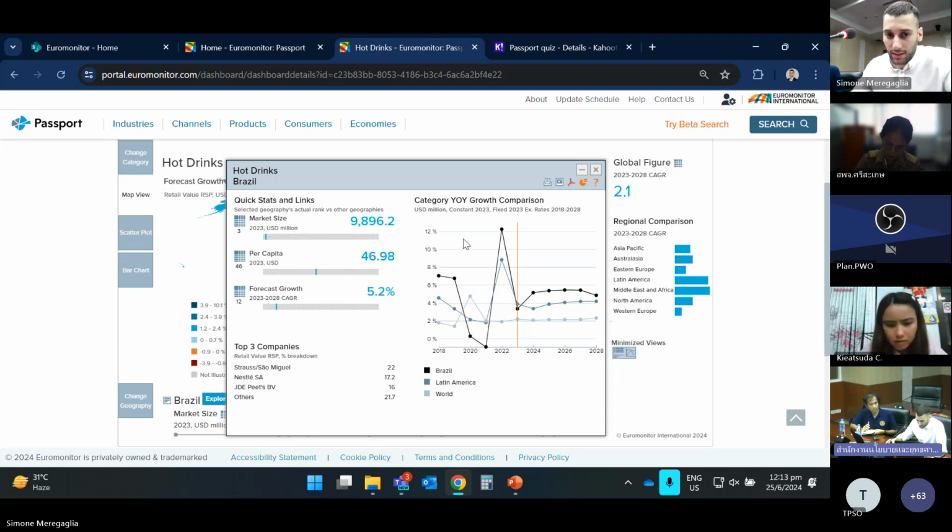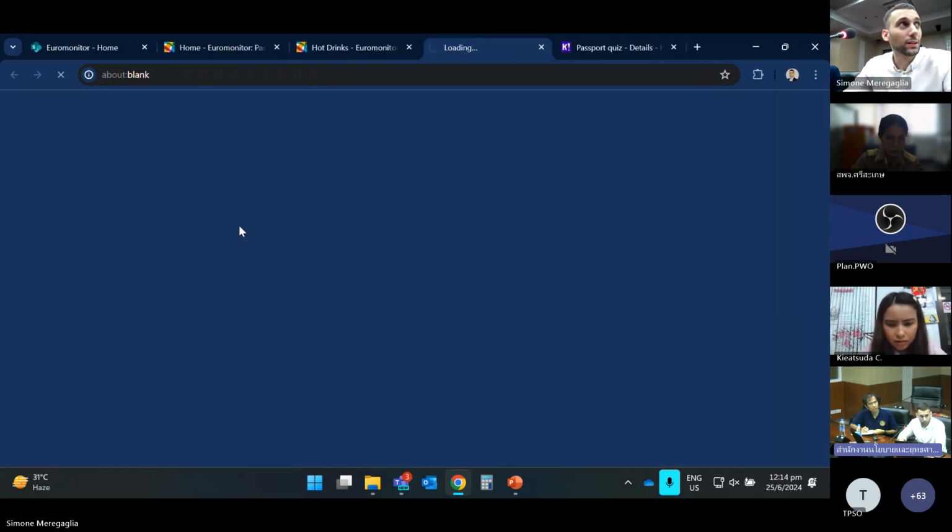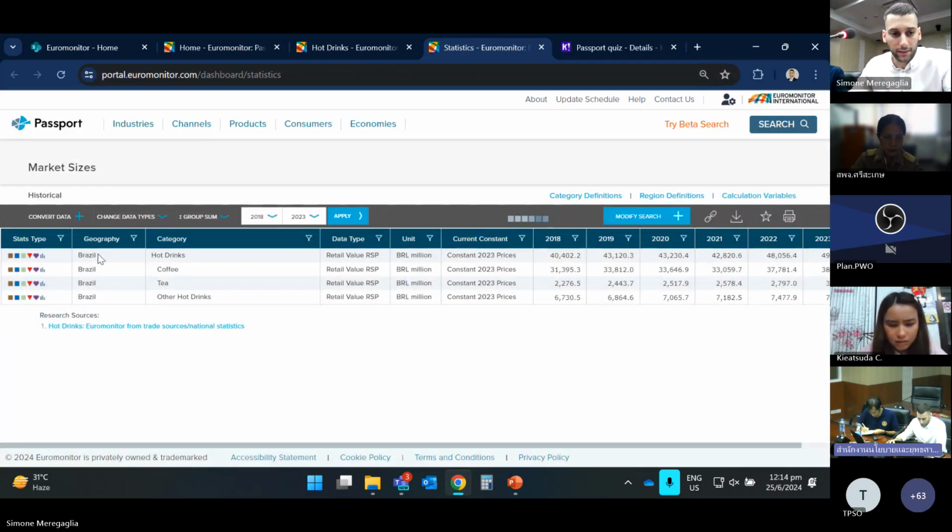Now, one more thing I want to do is, okay, but from here I want to actually deep dive into the market size. I want to look at company shares, brand shares. How do I go back there? Here there is this icon, right? You see a table icon. You can click on it and it will bring you into the statistics page that we saw earlier. And so once you have that, then you can look at, you see Brazil hot drinks, coffee, tea, other hot drinks, and then you can look at brand shares, company shares, etc., etc.